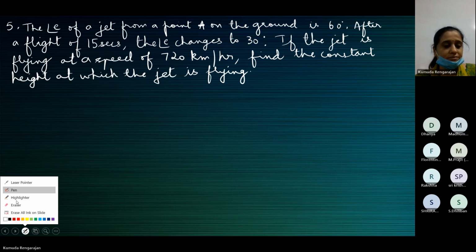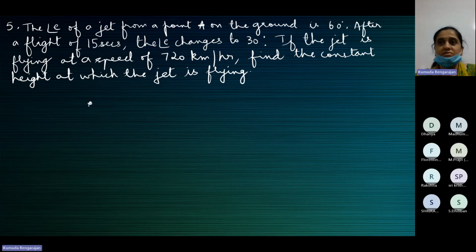So now, is the jet flying towards that point or away from the point? Away from the point, because first it was 60 degrees. Now the elevation is reduced, it's 30 degrees. That means first the jet was closer to that point, and in the second place it was moving away. The jet is moving away from the point because the elevation is reducing, from 60 to 30. It's easier to see something far than when the same thing is closer to you.